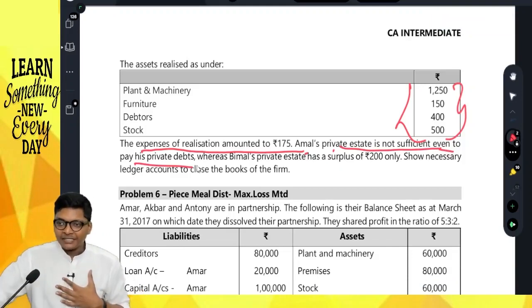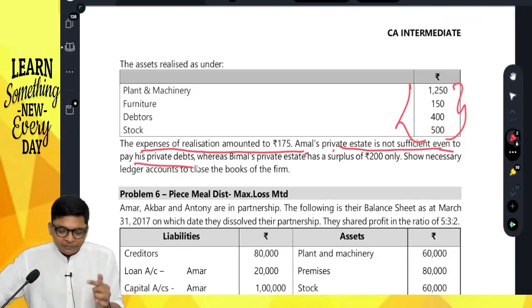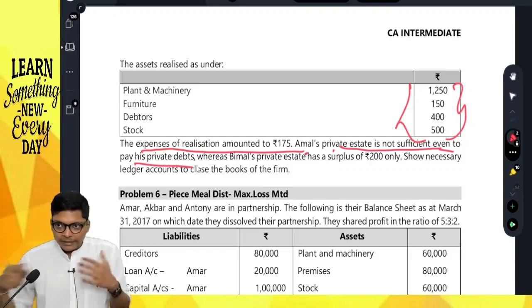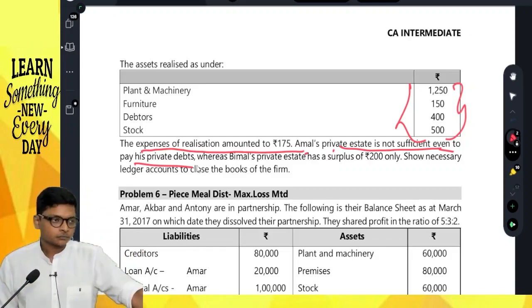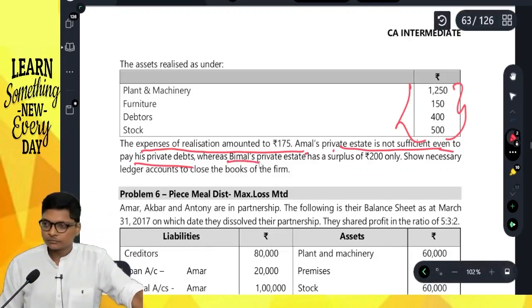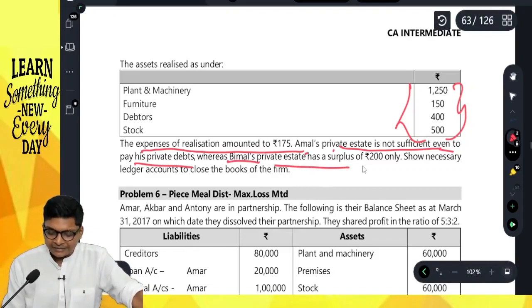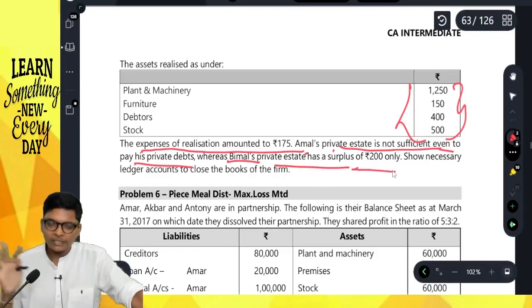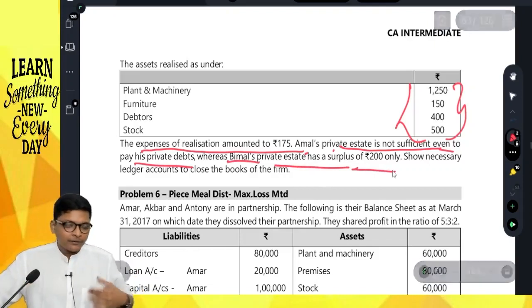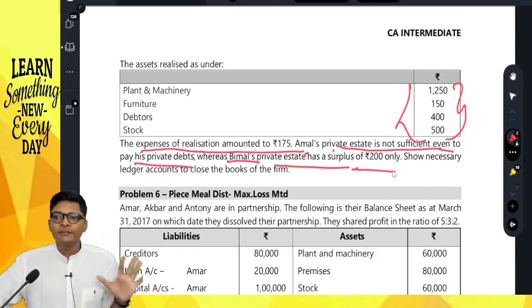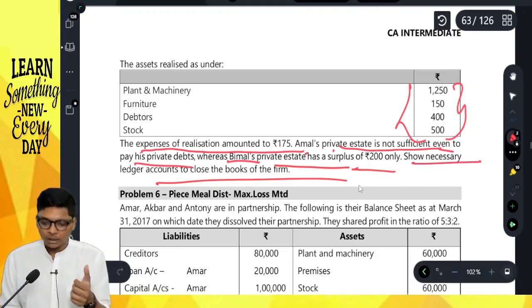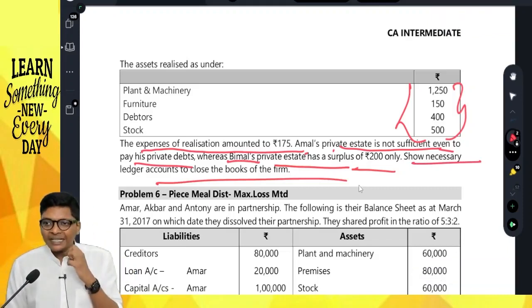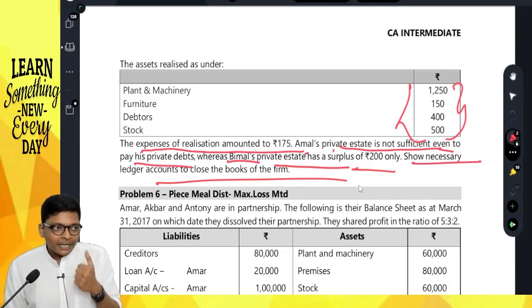It's not sufficient to even pay, his partner is insolvent. Amal's private assets are not sufficient to pay Amal's private debts. He is not even able to pay his own private loan, forget about paying for the firm. Okay, Bimal's private asset has a surplus of 200 only. In my pocket I have a 200 rupee note. Take this, leave me, I am insolvent. Show necessary ledger accounts of the firm. Are you able to follow guys? This last line gives me a hint that it may be insolvency of both partners.